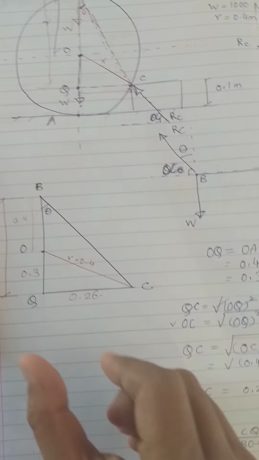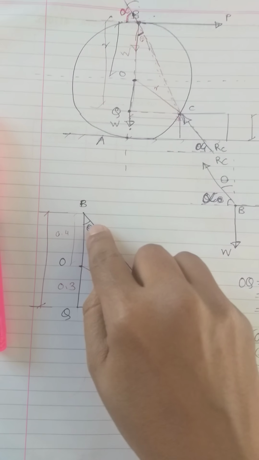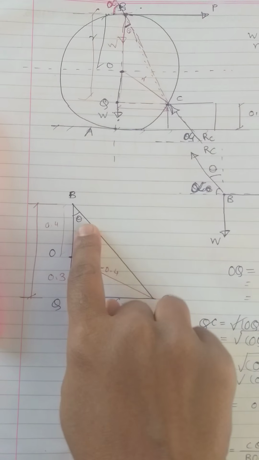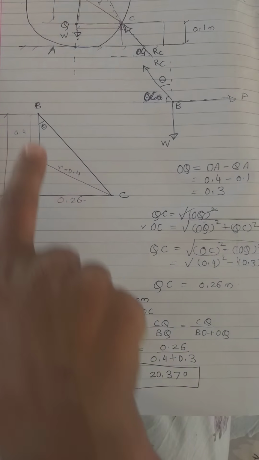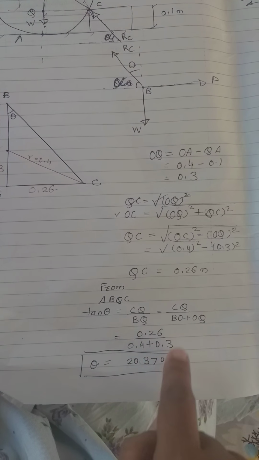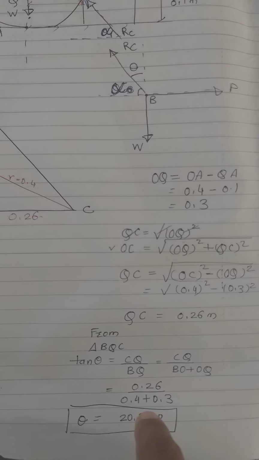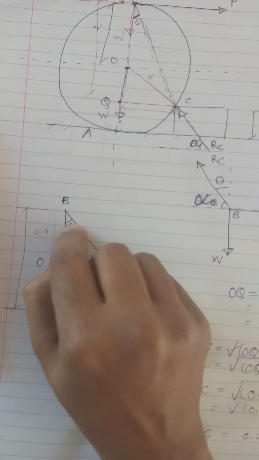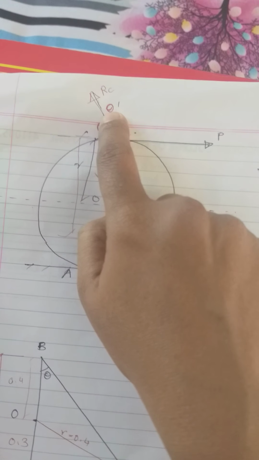Now QC is known, BQ is known, we have to find this theta. It's very simple. From triangle BQC we can get the value. Tan theta is nothing but opposite upon adjacent. So opposite upon adjacent, and then we got the value of theta, that is 20.37 degrees. So that value we got. This is nothing but the opposite side theta.